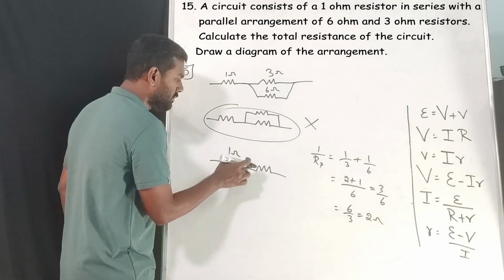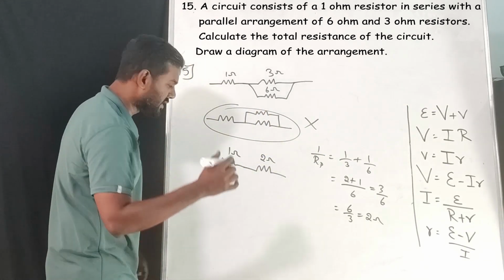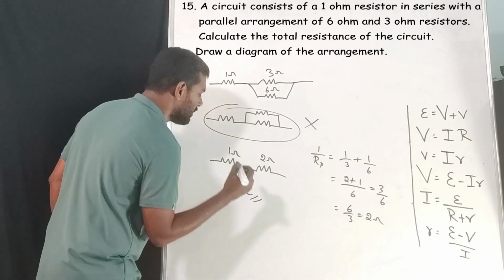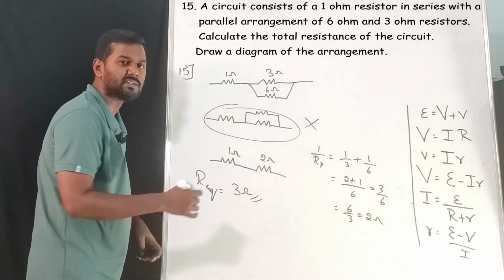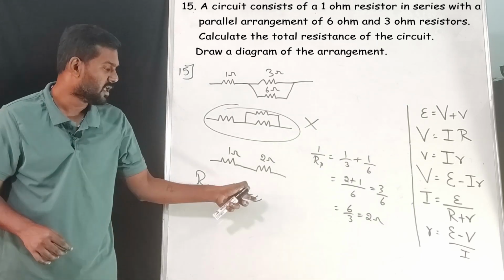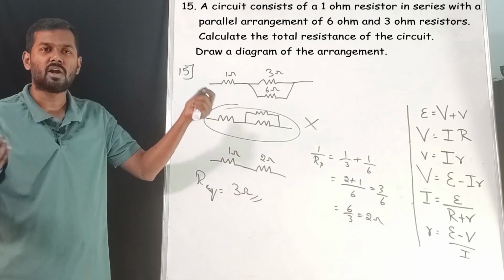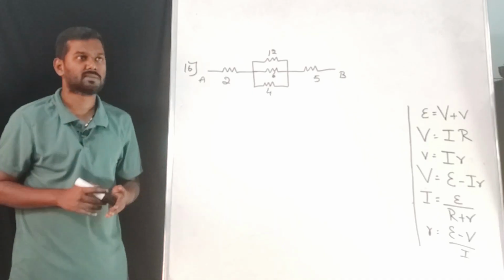So what is this 2 ohm? That is the value of this resistor. So these two are in series, the final answer will be 3 ohm. So R equivalent. Once you get the answer, write it in the form of a sentence: the equivalent resistance or effective resistance is 3 ohm, so that the person who is correcting your paper will not get confused.